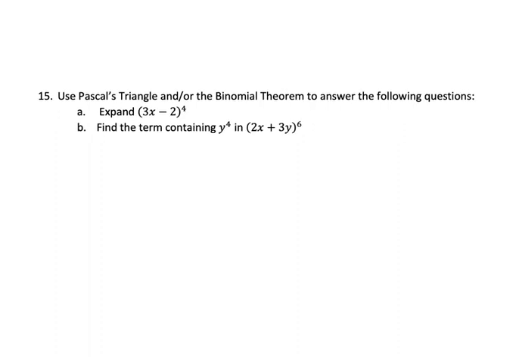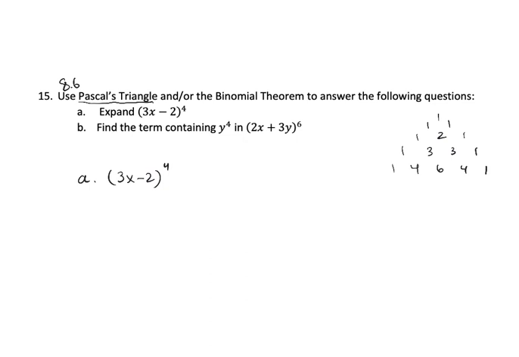Finally we have section 8.6, the last problem, Pascal's triangle or the binomial theorem. What we learned was to use Pascal's triangle to answer the following question. So for part A, we're just expanding 3x minus 2 to the 4th power. So we need the first 5 rows of Pascal's triangle. For this one, that's going to tell us the coefficients.